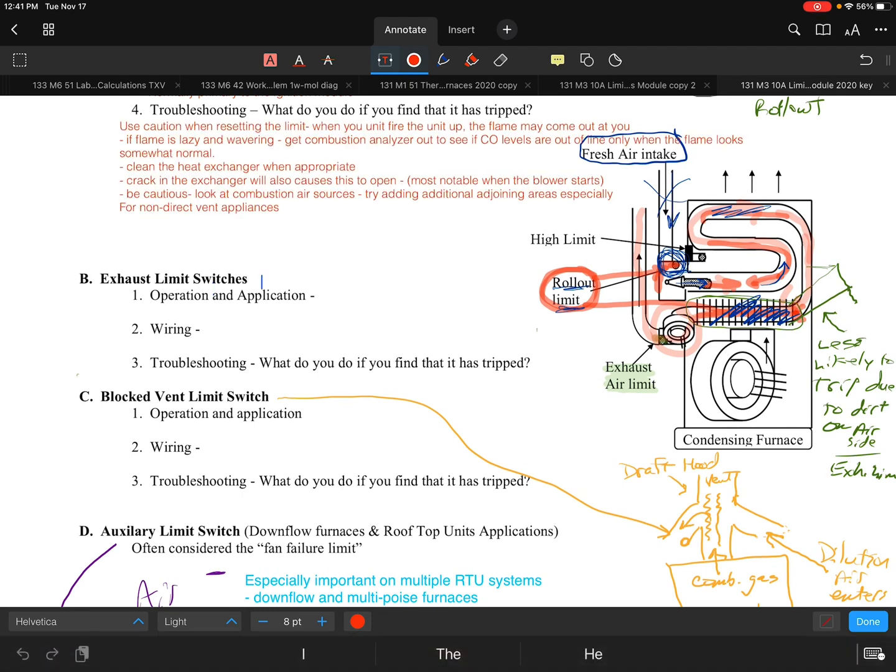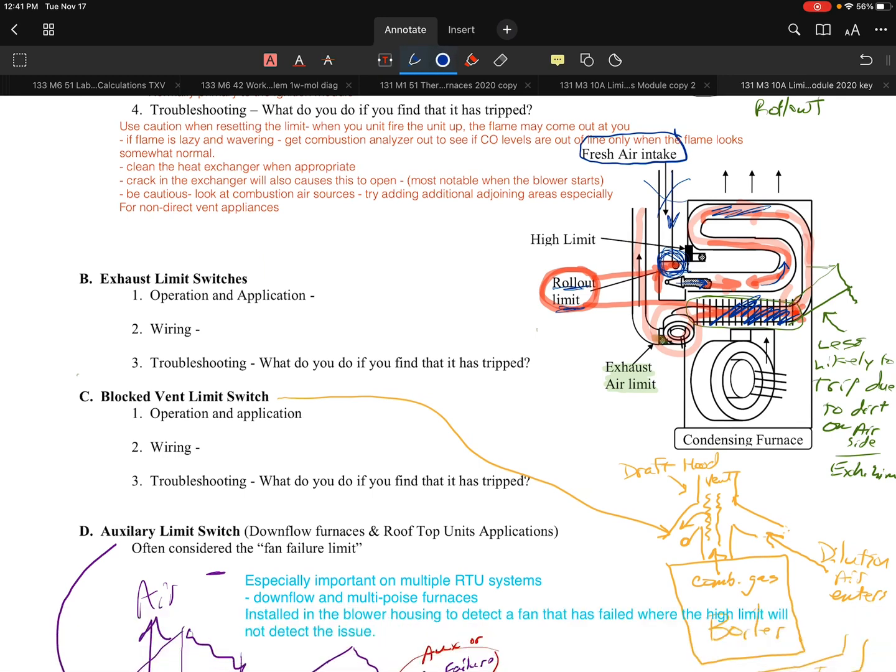All right, so let's take a look at the next area. The next one I wanted to deal with is called the exhaust limit. Now, first of all, the exhaust limit is not, I would say, the most common of the limits that you will see.